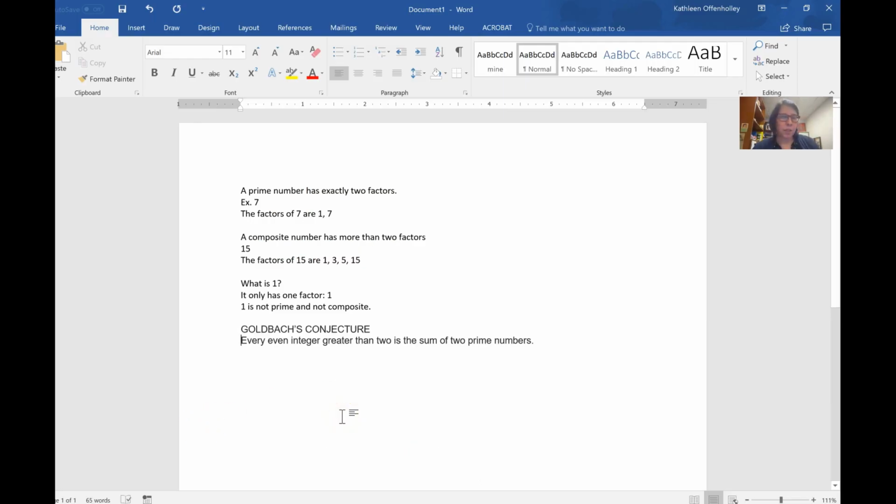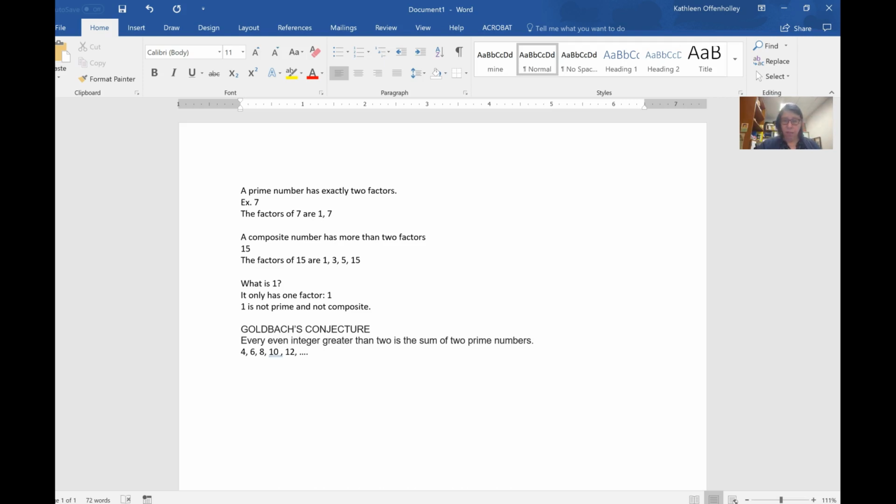Goldbach's conjecture says every even integer greater than 2 is the sum of 2 prime numbers. That takes some translating to figure out. So we're going to use the strategy of taking apart every part of this sentence until we understand it. This part says every even integer. What are the even integers? That just means even numbers like 2, 4, 6, 8. Those are even integers. But then it says every even integer greater than 2. Oops, so not 2. Greater than 2. So 4, 6, 8, 10, 12. Those are all my even integers greater than 2.